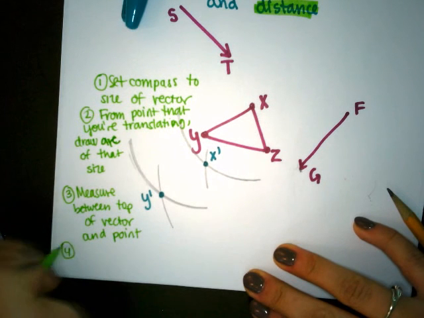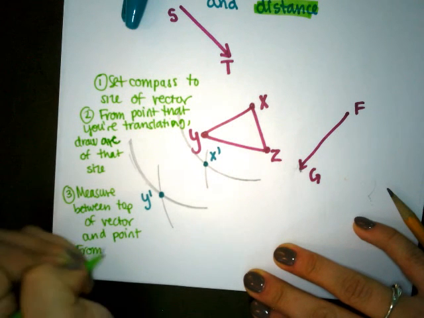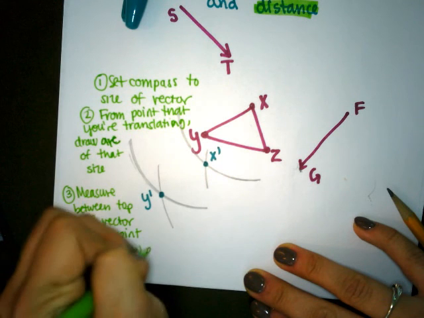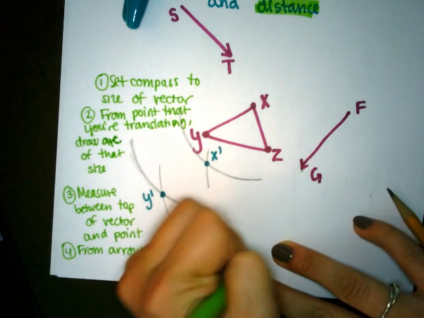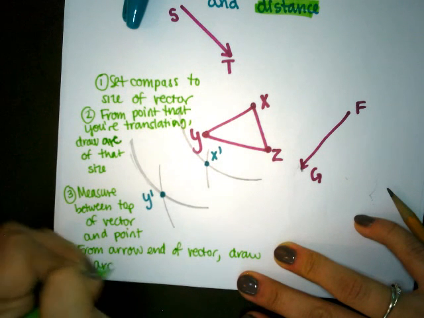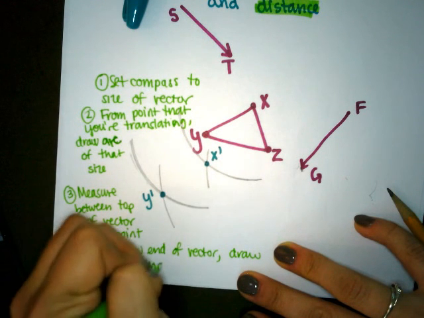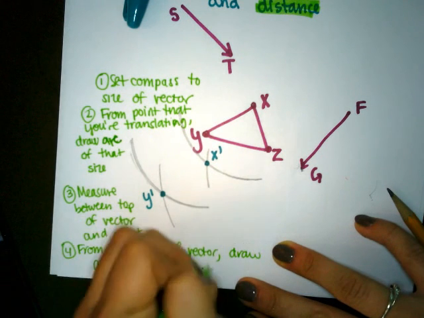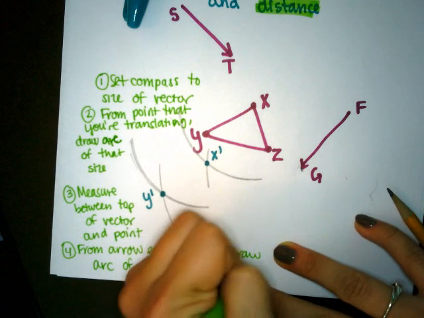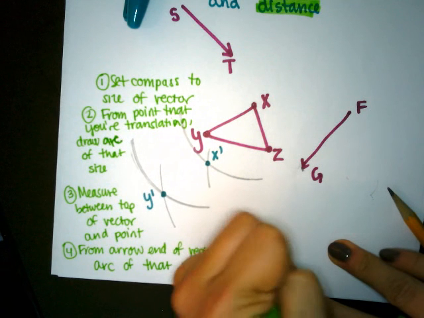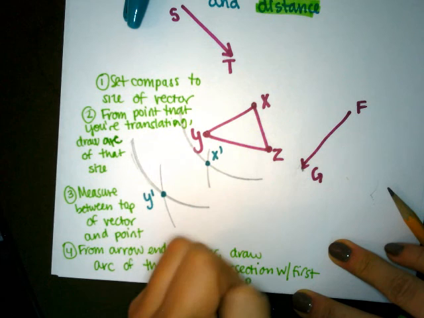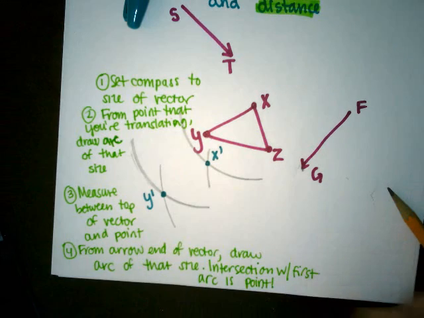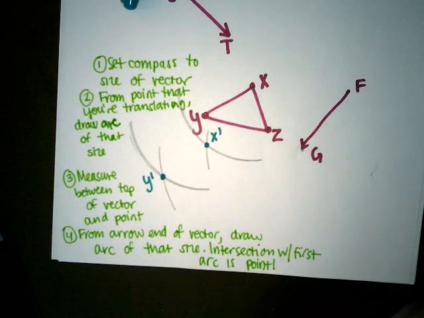Good. So the last step is from the arrow end of vector, draw arc of that size. Intersection. Okay, so the intersection with your first arc is your point.